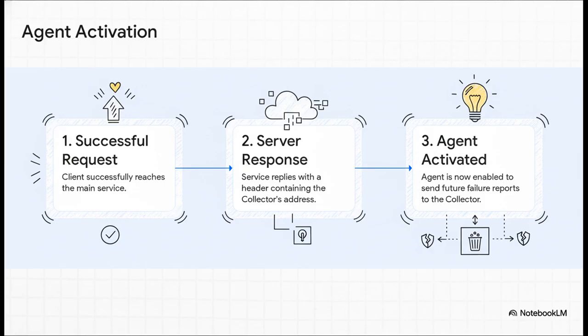So you might be wondering, how does the agent even know where to send these reports? It's actually a pretty clever mechanism. The agent just lies dormant until the client makes a successful request to the main service. The service then replies with a custom HTTP header that essentially says, "Okay, agent, you're now activated. If you see a failure from now on, I want you to send the report to this specific collector address."